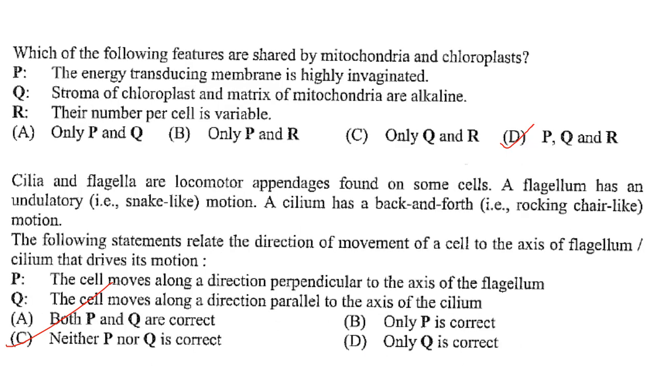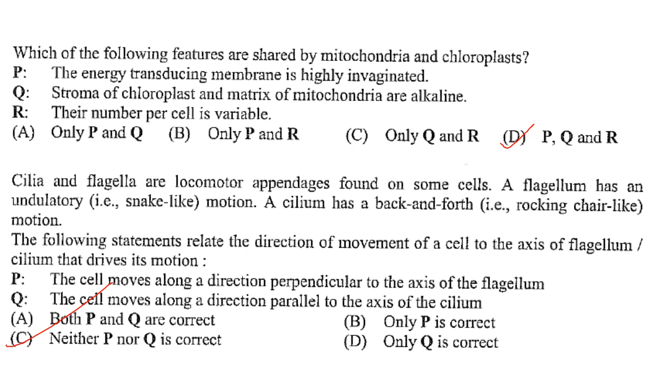Then next one. Which of the following features are shared by mitochondria and chloroplast? The energy transducing membrane is invaginated. Yes, in both chloroplast and mitochondria you can see invaginations. Stroma of chloroplast and matrix of mitochondria are alkaline. That's also correct. Their number per cell is variable. That is also correct. So the answer here is option D, P, Q and R.